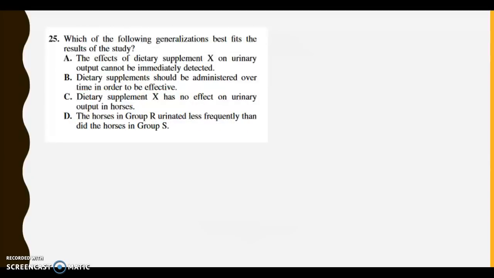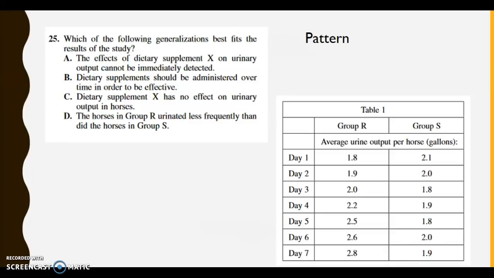Question 25. Which of the following generalizations best fits the results of the study? This is a pattern question. We're going to go through each answer choice. So here is our data from Table 1. Answer choice A. The effects of dietary supplement X on urinary output cannot be immediately detected. This is true. If we look at the urine output between Group R and Group S in the first 3 days, there's no big difference between the average urine output. However, we see that change a little bit later. So that's the correct answer.